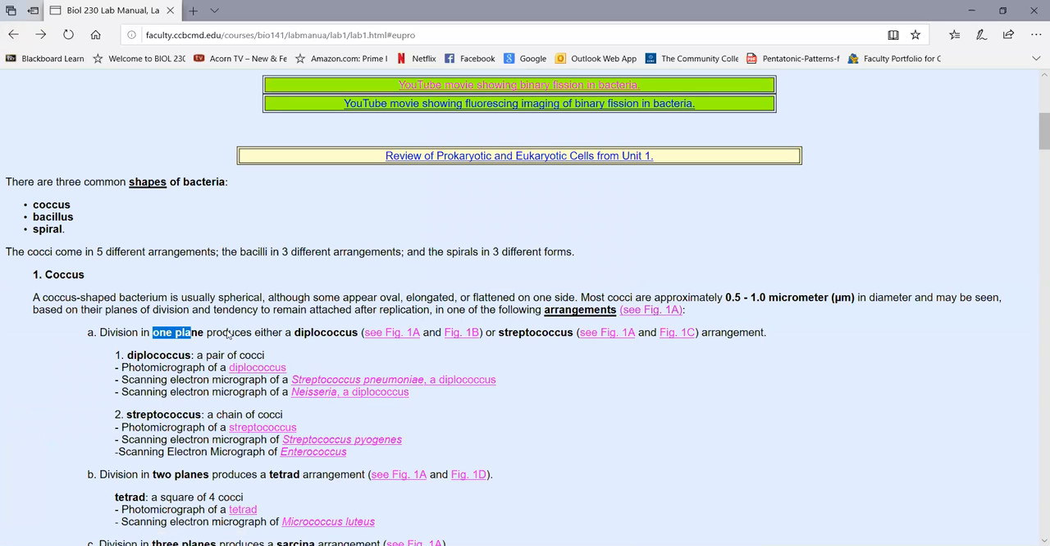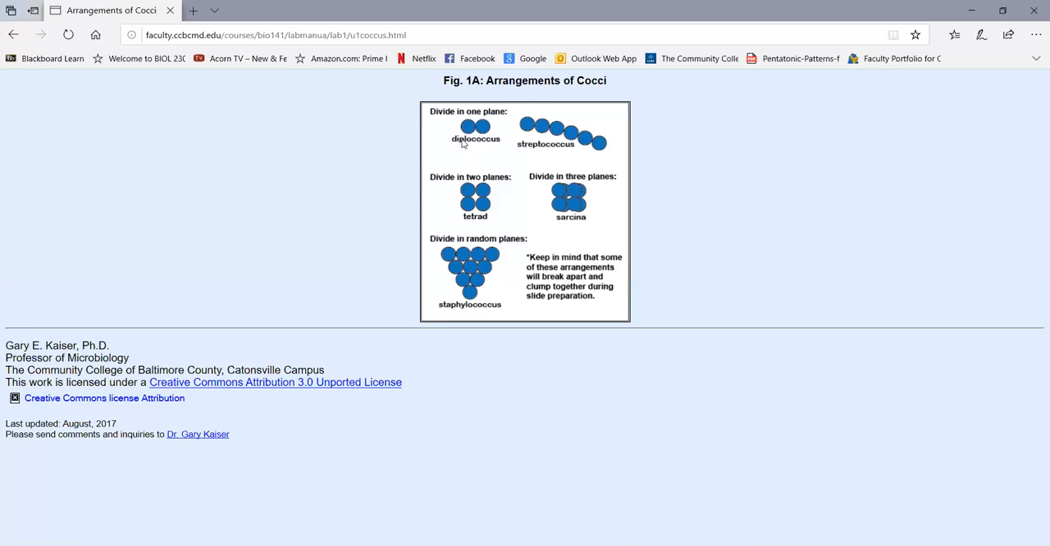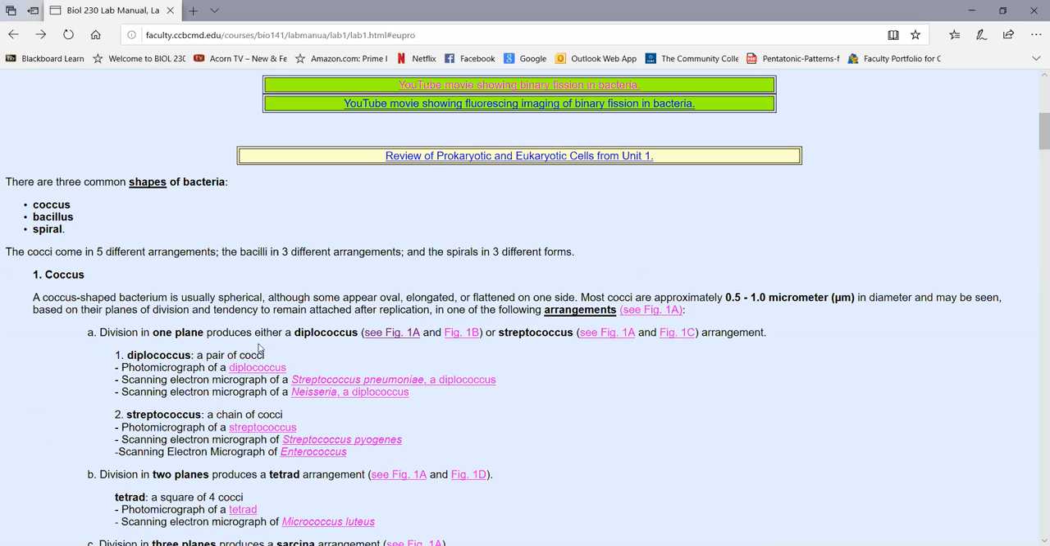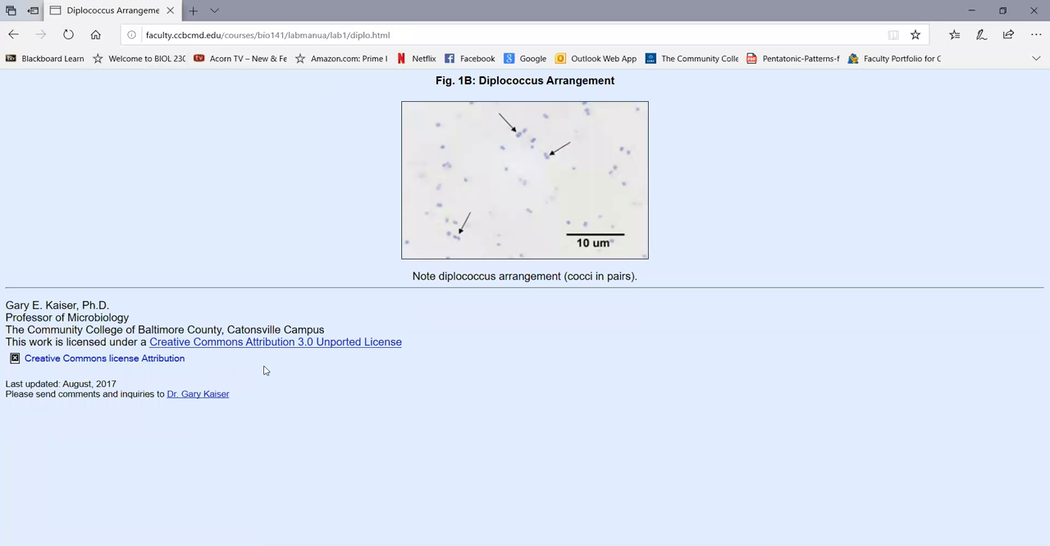Now, if they divide in one plane, the sphere just splits in two, that gives you either a diplococcus or a streptococcus arrangement. Diplococcus means pair, diplo means pair, and streptococcus would be chains of varying length. Although keep in mind, these can break apart sometimes when you smear them on a slide. So here we see a photomicrograph of a diplococcus. This is Neisseria gonorrhoeae, which is a diplococcus, and you see cocci in pairs here. Now, some of them did break apart. You see some single ones, but mostly what we're seeing are pairs. And there isn't a single coccus arrangement. They typically tend to remain attached in one arrangement or another.